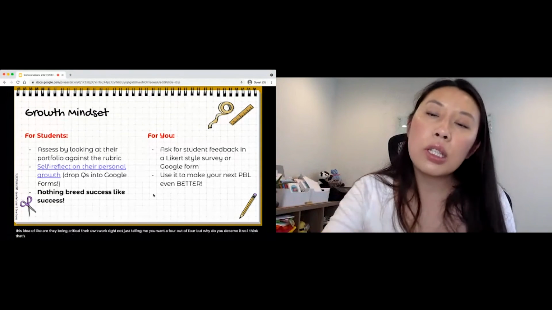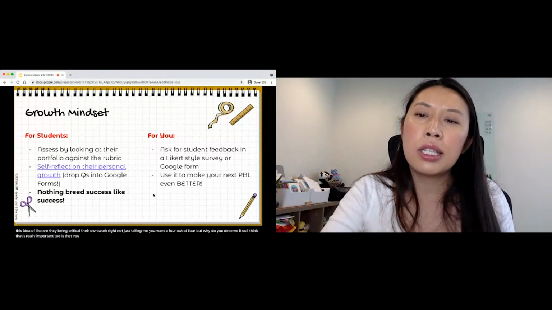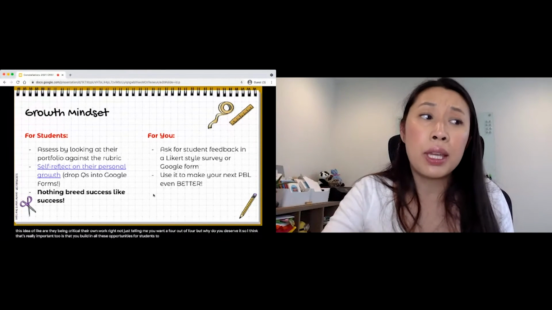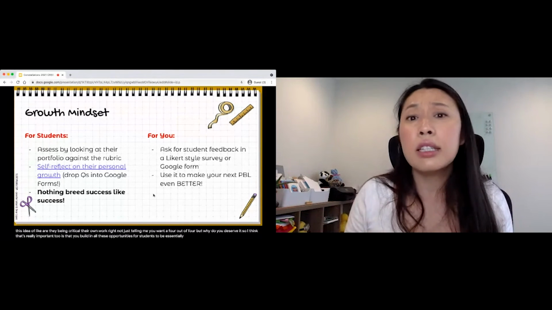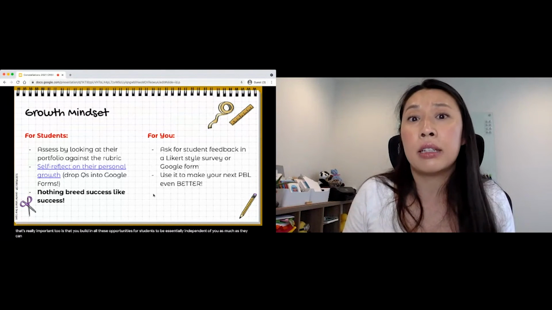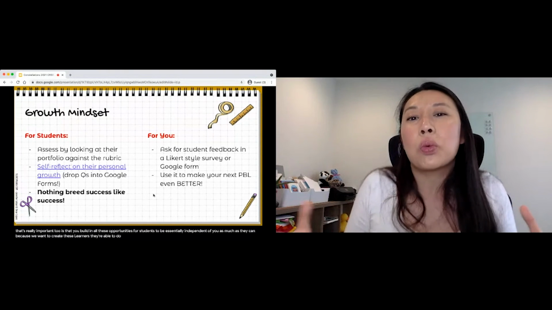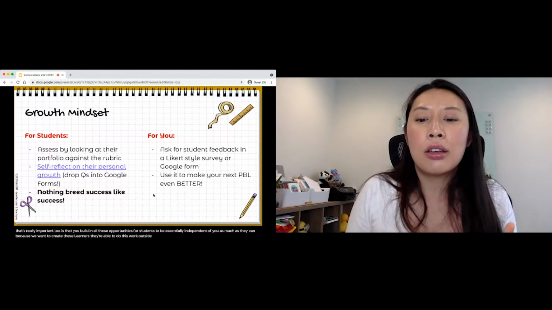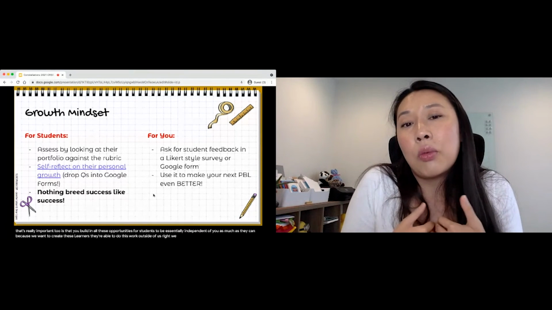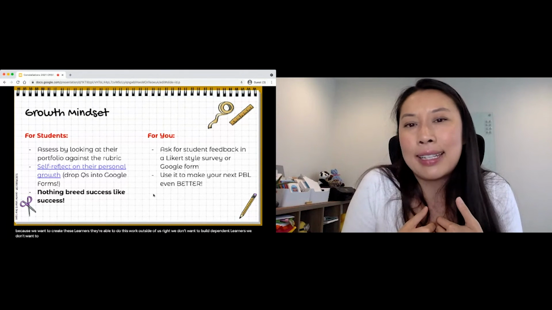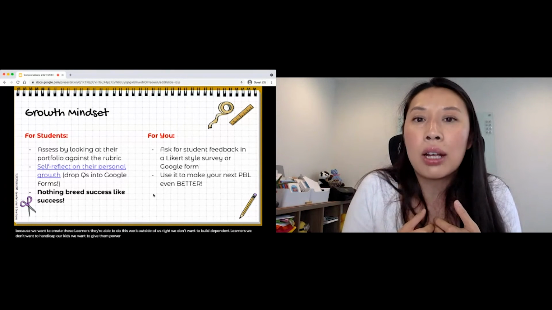So I think that's really important too, is that you build in all these opportunities for students to be essentially independent of you as much as they can, because we want to create these learners that are able to do this work outside of us, right? We don't want to build dependent learners. We don't want to handicap our kids. We want to give them power.